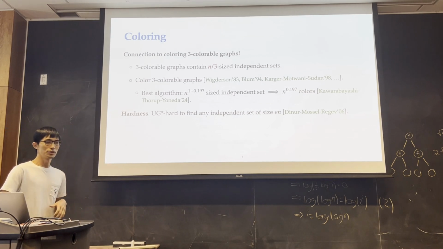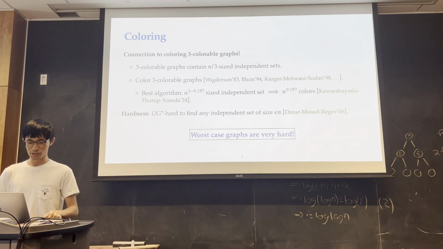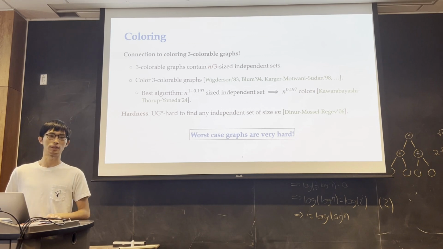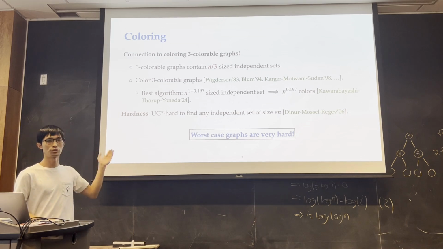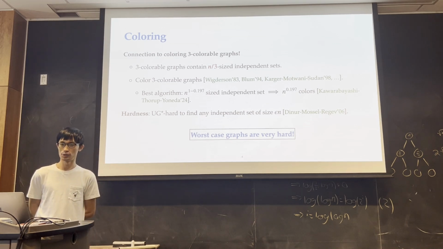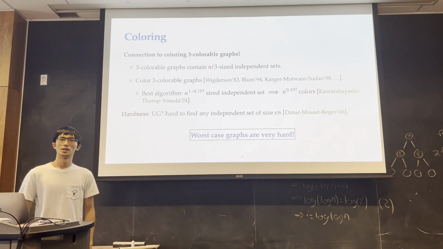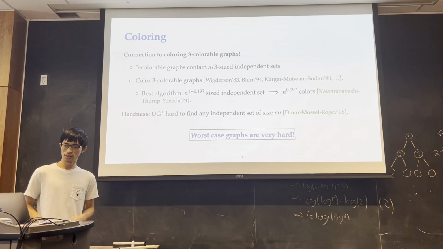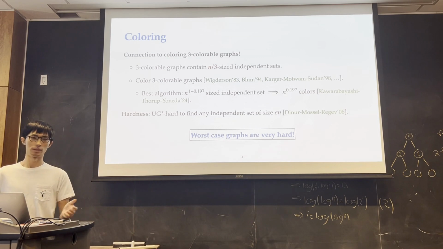So basically, so far I've told you a lot of hardness results, and the conclusion is just that worst case graphs are very hard, and assuming these conjectures, the unique games conjecture, we cannot do anything. But we shouldn't stop here. We should ask, what other assumptions can we add to the graph so that the problem becomes easy to escape the worst case hardness?